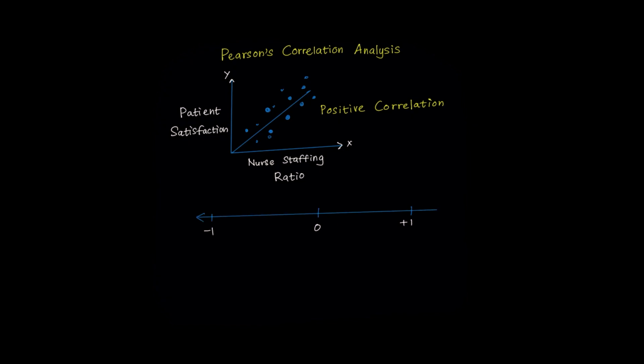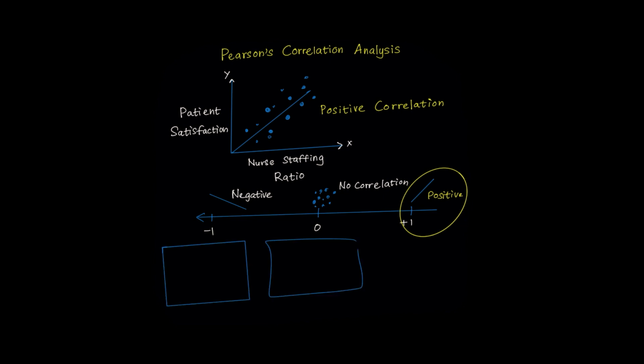+1 means perfect positive correlation, where when one goes up, the other always goes up by a predictable amount. -1 means perfect negative correlation, where when one goes up, the other always goes down. 0 means no linear relationship at all. They're independent. The beauty of Pearson's is that it works specifically with interval or ordinal level data, which is what we have here with staffing ratios and satisfaction scores.